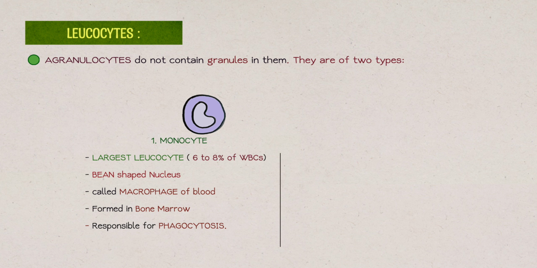Number 1, monocyte. Monocytes are the largest leukocytes. They make up 6 to 8% of leukocytes. They contain bean-shaped nucleus. These cells are formed in bone marrow. They are responsible for phagocytosis. Monocytes are also called macrophage of blood because they aid in phagocytosis to eliminate harmful materials such as foreign substances, cellular debris, and cancer cells.